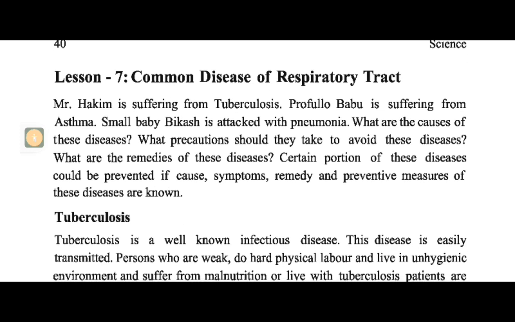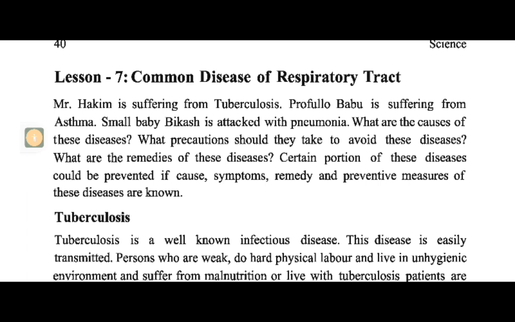Lesson 7: Common disease of respiratory tract. Mr. Hakim is suffering from tuberculosis. Profullo Babu is suffering from asthma. Small baby Bikash is attacked with pneumonia.